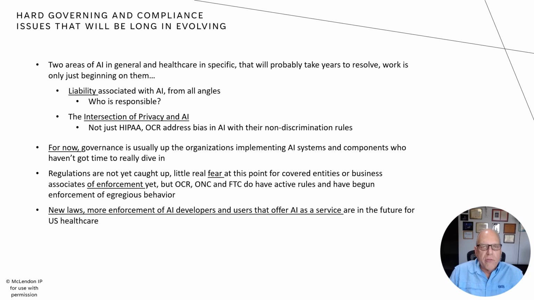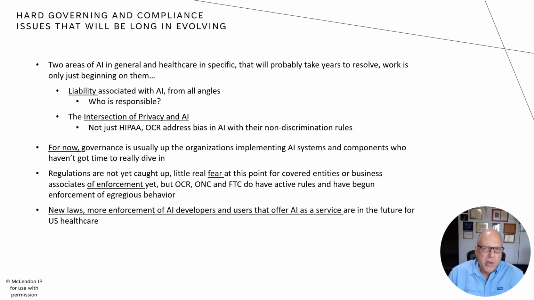The intersection of privacy and AI, not just HIPAA. OCR addresses biases in AI with their non-discrimination rules. So we have the Office for Civil Rights for HIPAA, but we also have the Office for Civil Rights doing non-discrimination. And those rules are, at least at this point, also coming into play with AIs. So for now, governance is usually up to the organizations implementing the AI systems or their components. And really, a lot of organizations haven't had time to dive into the compliance angle. The regulations are not caught up yet.